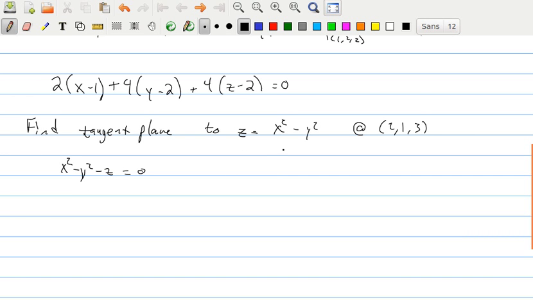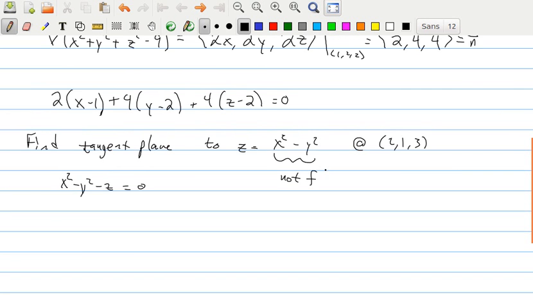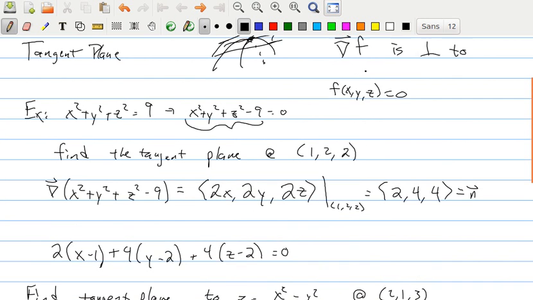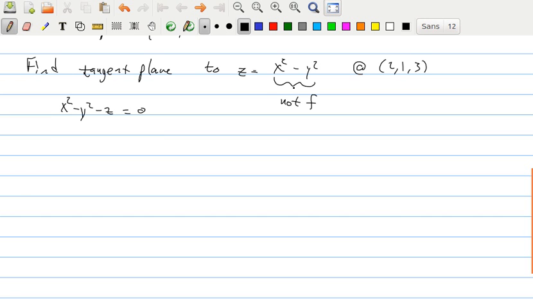So I just want to point out that this right here is not the f that we're using in this formulation of the normal vector. We actually want to move the z over and treat this as f. We've got to have a 0, or at least a constant, on the other side of the equation.